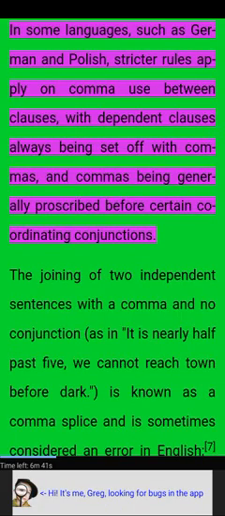In some languages, such as German and Polish, stricter rules apply on comma use between clauses, with dependent clauses always being set off with commas, and commas being generally proscribed before certain coordinating conjunctions.